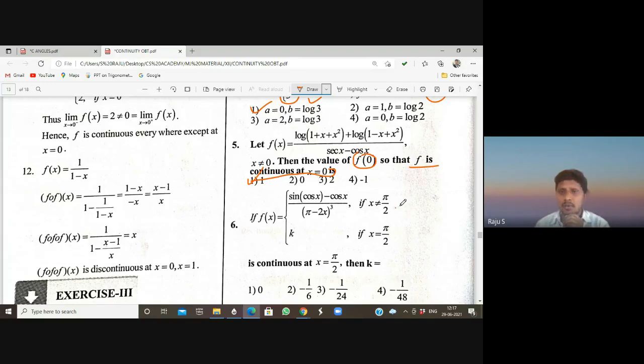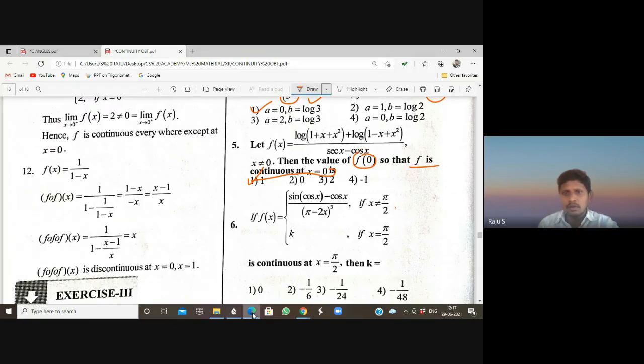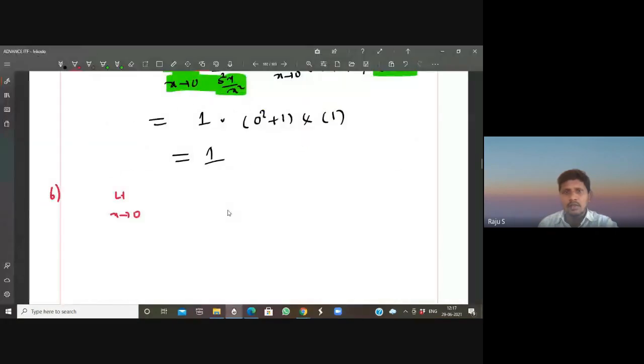But you have to think properly, right? And see, student, before doing that, I'm going to tell you one formula. Sixth question. Limit x tends to zero of sin x minus x by x cube is always equal to that. This formula you should remember here.